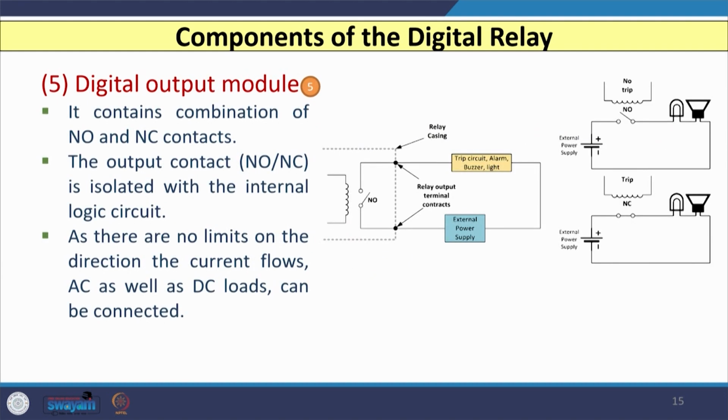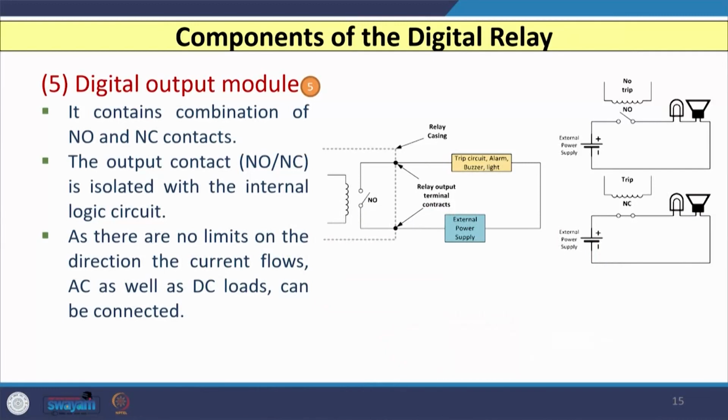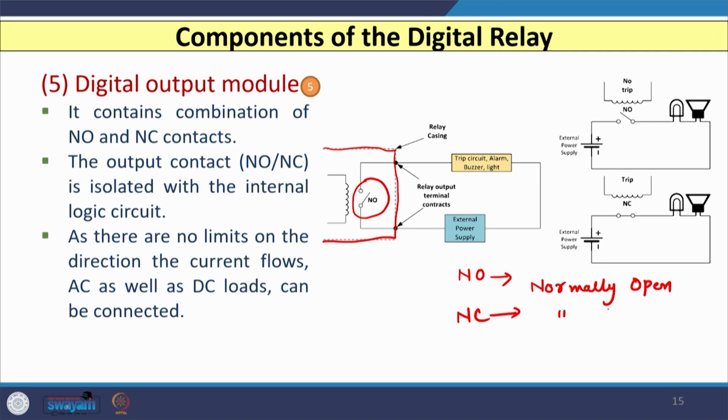Now, the next block is known as the digital output module. So, the digital output module contains several normally open and normally closed contacts. You can see here, I have shown one diagram where this is nothing but your relay case, and I have shown one normally open contact, NO contact, which is known as a normally open contact. Similarly, you have an NC contact also, which is known as a normally closed contact.